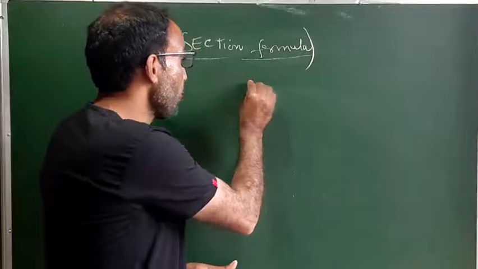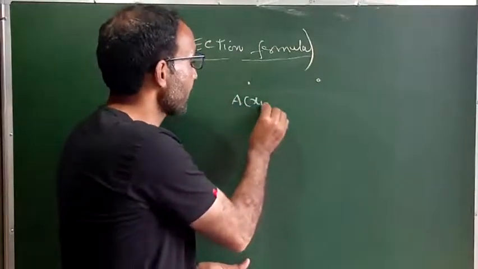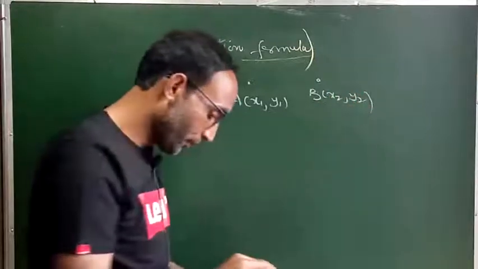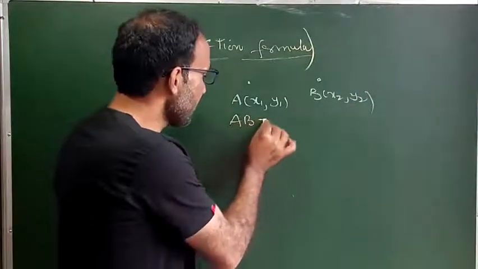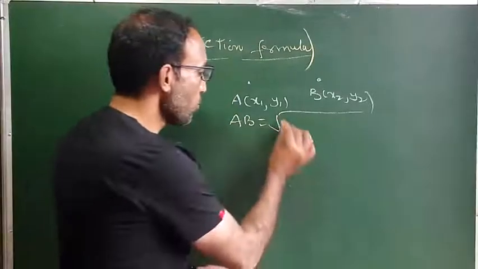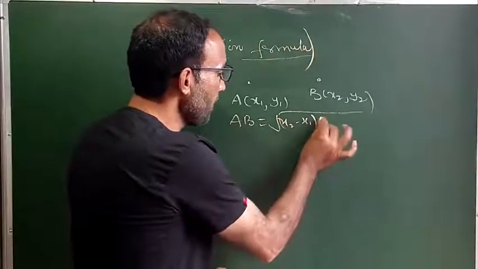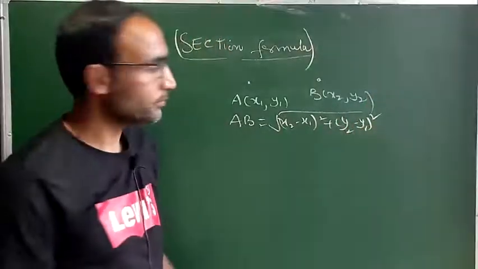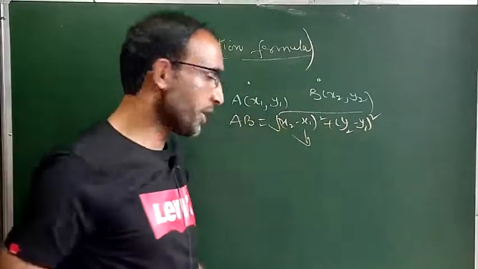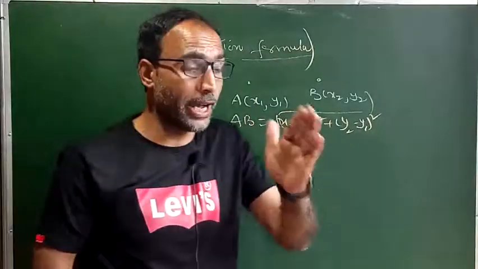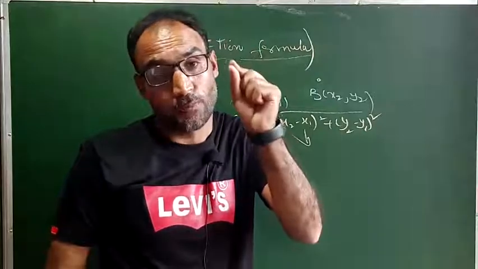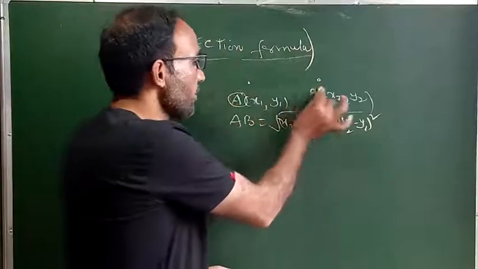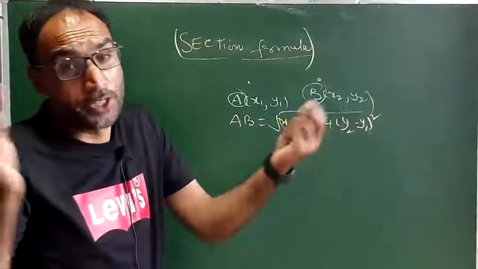If you have given 2 points A with coordinates x1 y1 and B with coordinates x2 y2, then this distance AB is equal to square root of (x2 minus x1) whole square plus (y2 minus y1) whole square. My dear students, मैंने आपको बताया कि this formula is known as distance formula. This formula is used to determine the distance between the two given points.